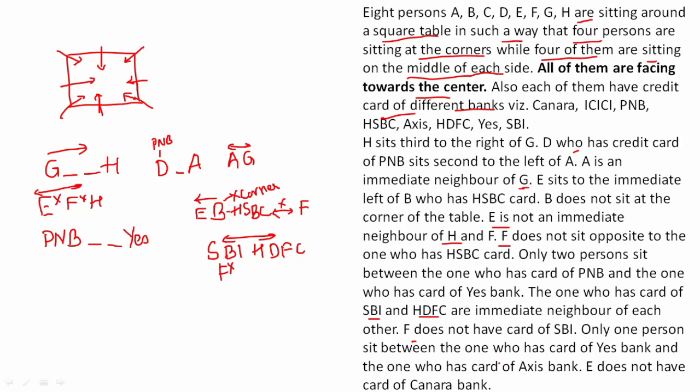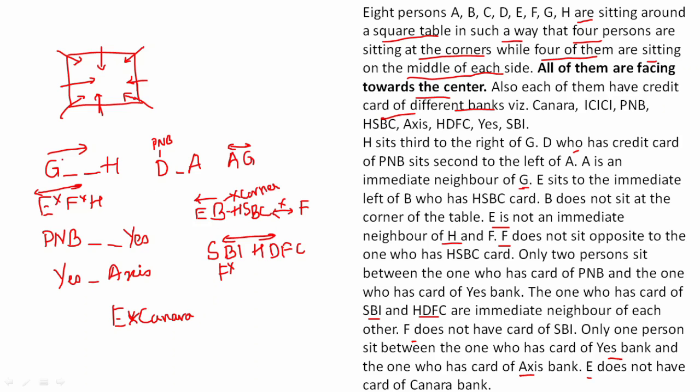Only one person sits between the one who has card of Yes Bank and the one who has card of Axis Bank. So Yes and Axis again. Okay. So one person, but which side we do not know. E does not have the card of Canara Bank. Okay, so let us start from somewhere. So we'll start with anywhere it's possible.